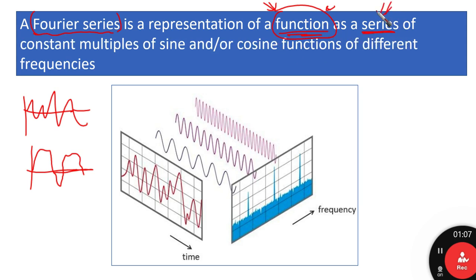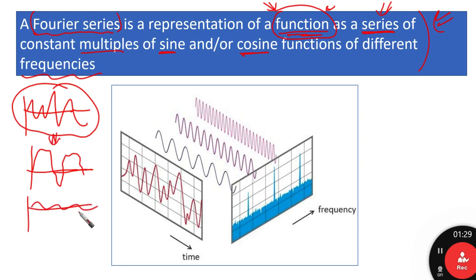This is important also: a series of constant multiples of sine and or cosine functions of different frequencies. That's the main idea of this Fourier series. We are going to simplify any kind of function to a series of sine and cosine, as you can see here. Let's assume that we have this function.